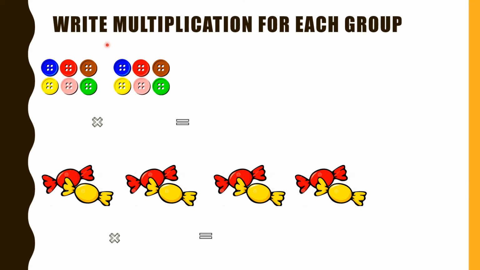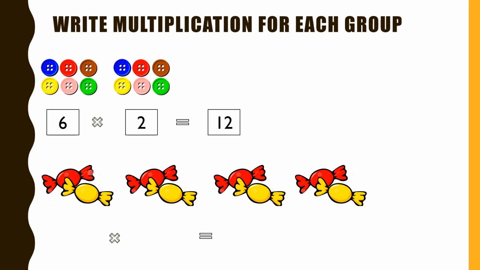1, 2, 3, 4, 5, 6. So 6 and 2 groups. That means now we will count 1, 2, 3, 4, 5, 6, 7, 8, 9, 10, 11 and 12. So the answer is 12.